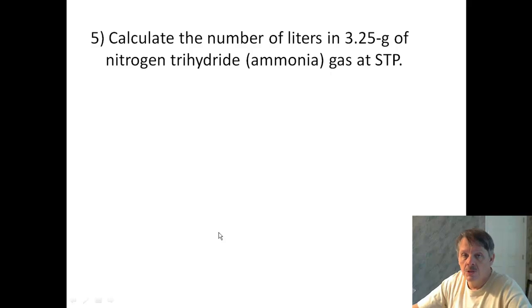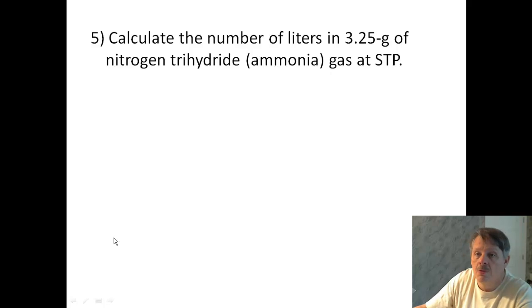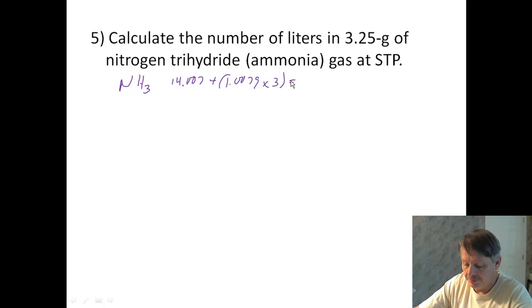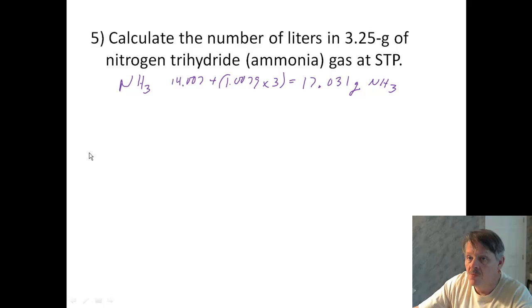Okay, let's go on to number 5. Calculate the number of liters in 3.25 grams of ammonia, also known as nitrogen trihydride, at STP. Well, nitrogen trihydride is NH3, that's ammonia, and that's 14.007 plus 1.0079, and there are 3 hydrogens, so I have to multiply that out first. That is going to give me an atomic mass of 17.031 grams for 1 mole of NH3.